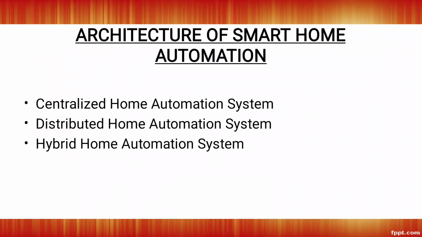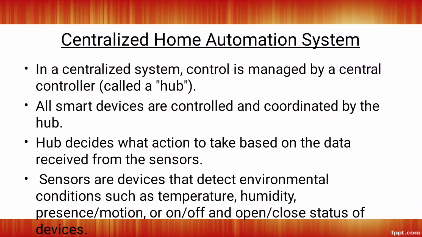So, in the architecture, there are three types of systems: centralized home automation system, distributed home automation system, and hybrid home automation system. First one is what? Centralized home automation system. The basic thing in this system is it is managed by a central controller or a hub. All smart devices are controlled and coordinated by that hub. All the other devices are connected to this centralized system.